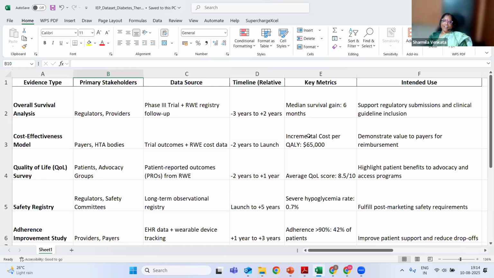So think of evidence generation like a relay race. Clinical trials start the race and real-world evidence takes the baton. Only by working together can they cross the finish line for patient benefit. Here we are closing this session. Are there any queries or anything?